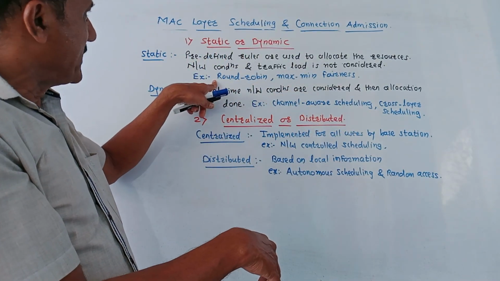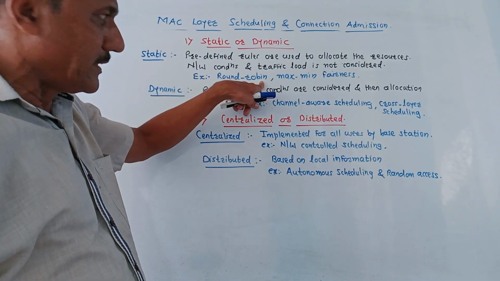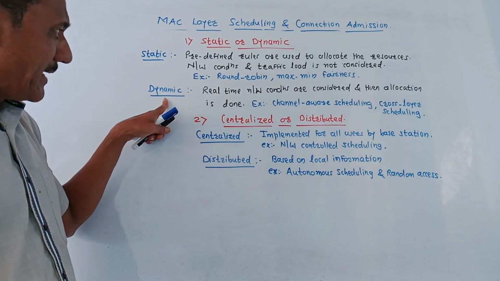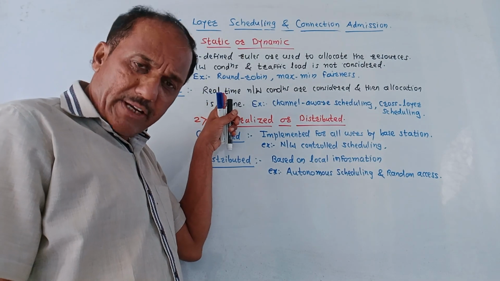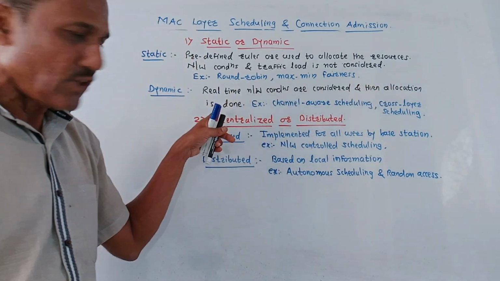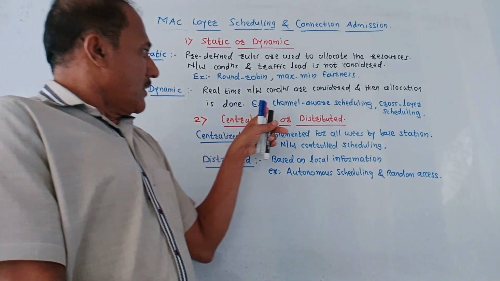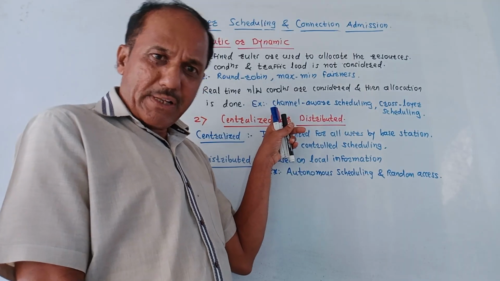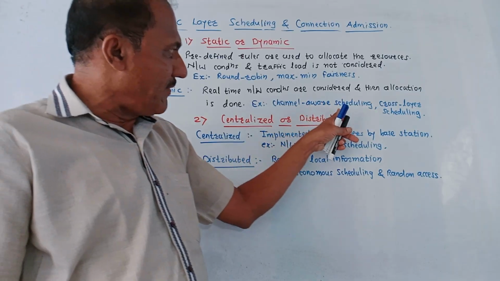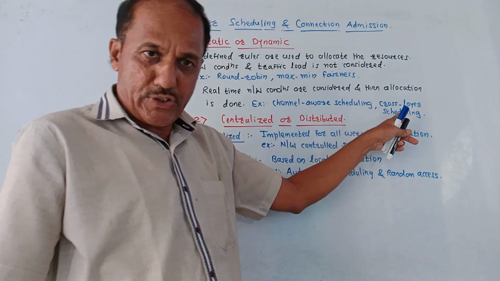Practical examples of static scheduling are round robin scheduling, then max min fairness scheduling, and so on. Dynamic: in this case, real time network conditions are taken into account, and then the allocation of the resources is done. Practical examples of dynamic scheduling are channel aware scheduling or cross layer scheduling.